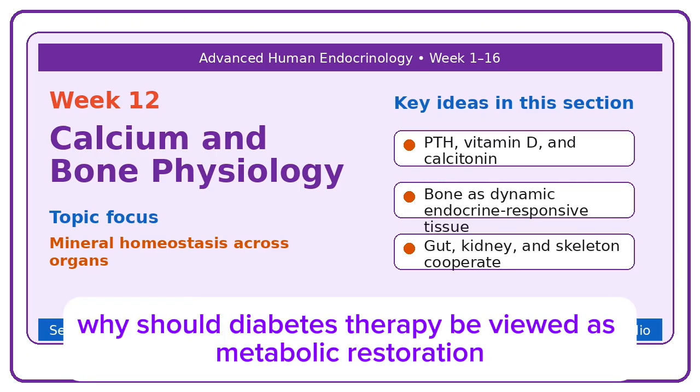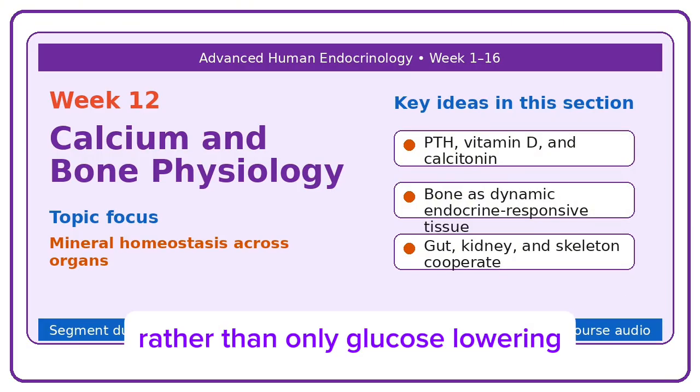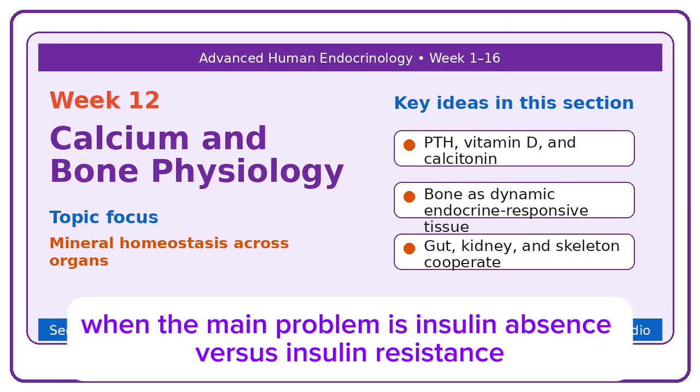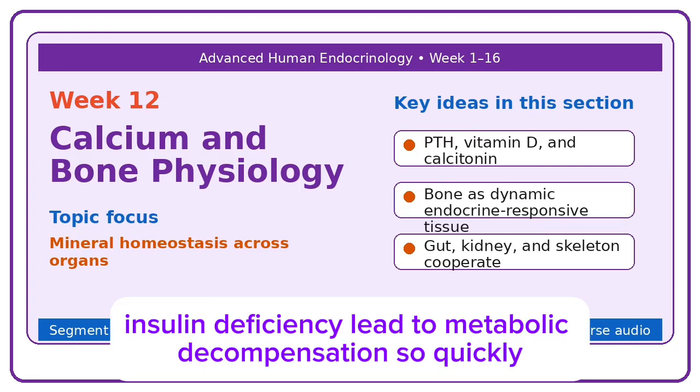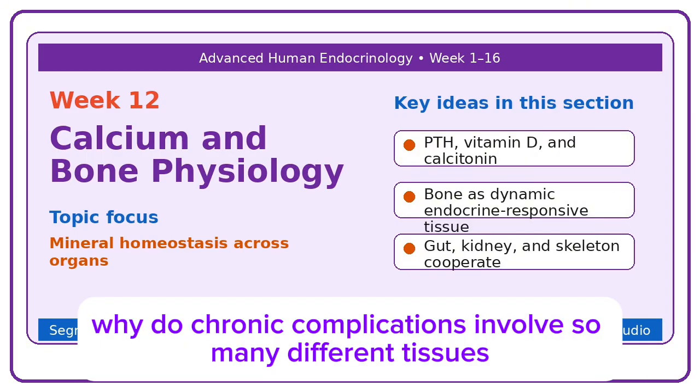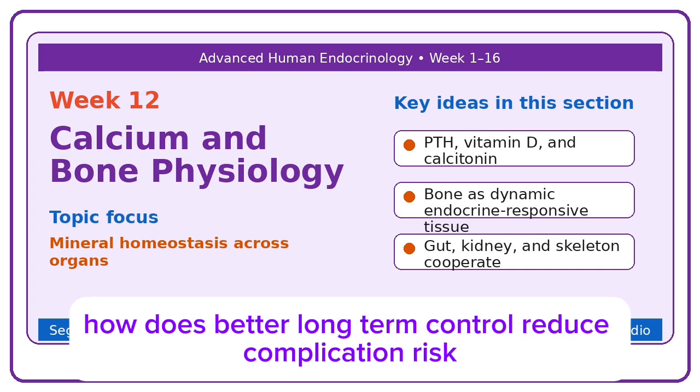Why should diabetes therapy be viewed as metabolic restoration rather than only glucose lowering? How do therapies differ when the main problem is insulin absence versus insulin resistance? Why can severe insulin deficiency lead to metabolic decompensation so quickly? Why do chronic complications involve so many different tissues? How does better long-term control reduce complication risk?